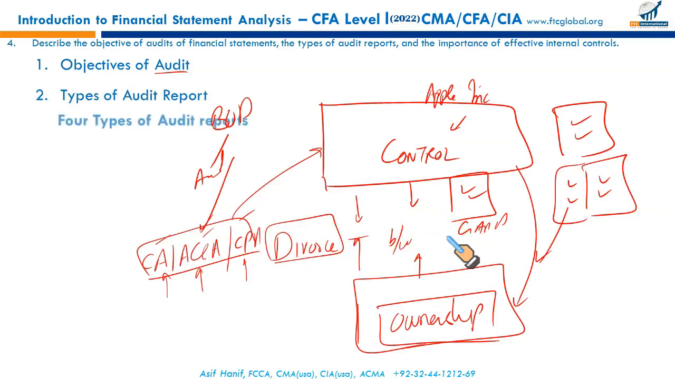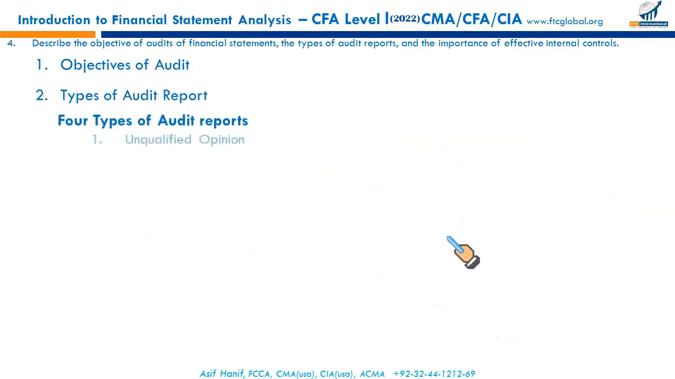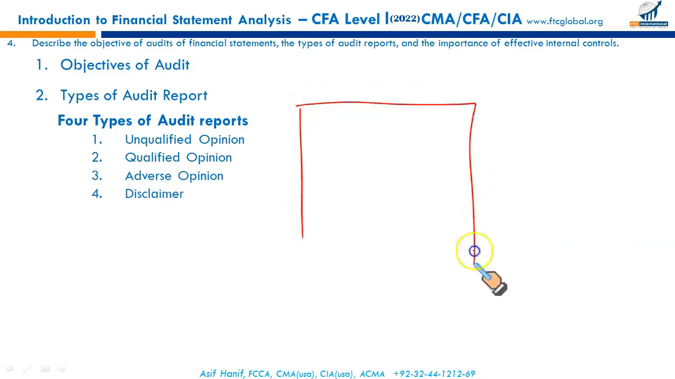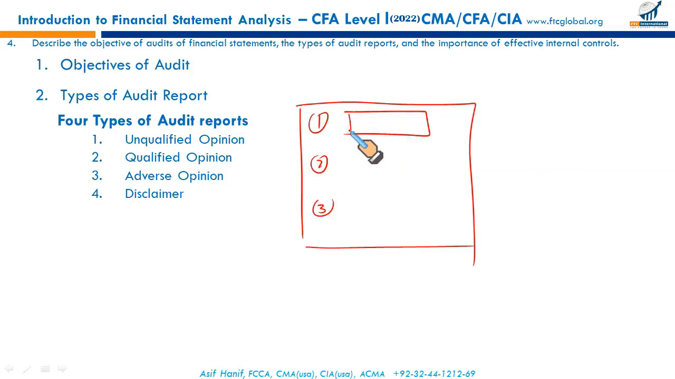Types of audit report. There are 4 types of audit report: unqualified opinion, qualified opinion, adverse opinion, and disclaimer. First of all, let me just give you an overall idea of the content of the audit report. An audit report basically contains 3 specific parts. The first part asserts that it is the management's responsibility to prepare the financial statements. It is always a part of the audit report that financial statements are prepared by management. Management is responsible. This is the first part.